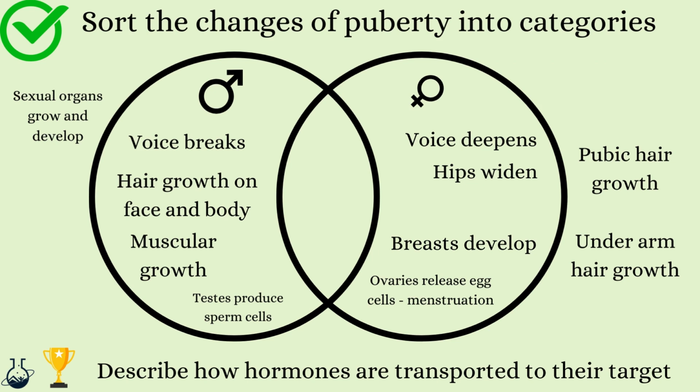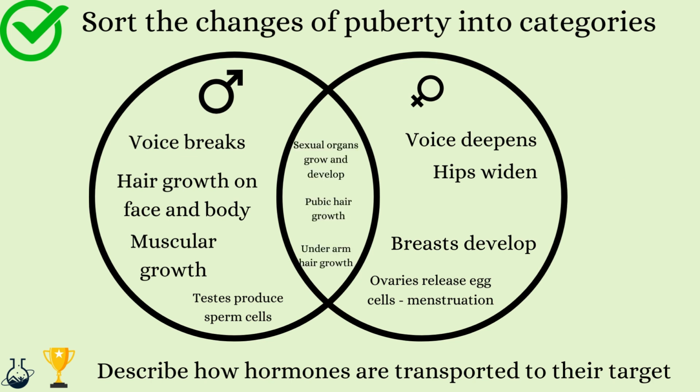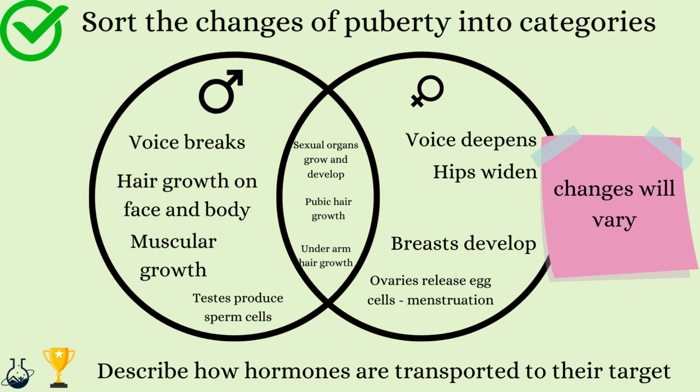People who are born male generally have their voice break, hair growth on their face and body, and increased muscular growth, and testes begin to produce sperm cells. Whereas people who are born female have a gradual deepening of their voice, their hips widen, breasts develop, and the ovaries release egg cells in menstruation. The remaining statements can go in the middle because they apply to both. Just a quick side note to mention that changes will vary between individuals in terms of magnitude and time.